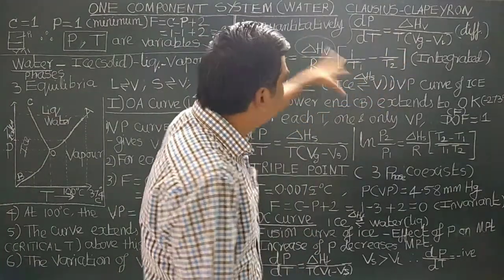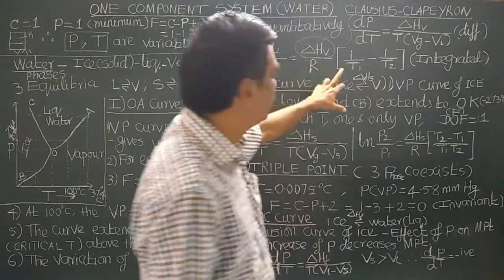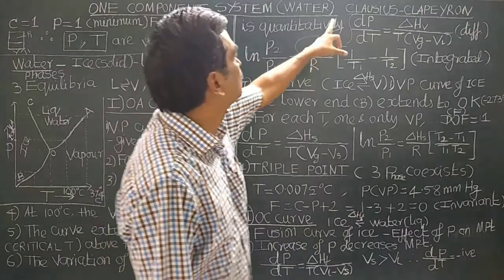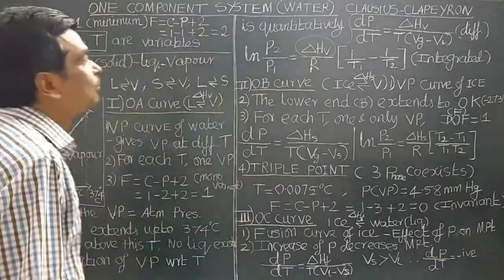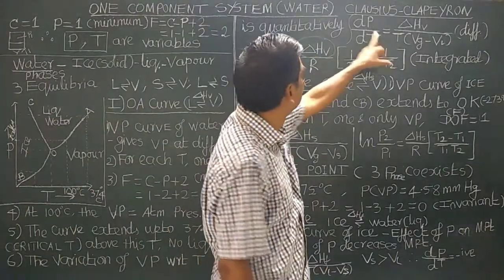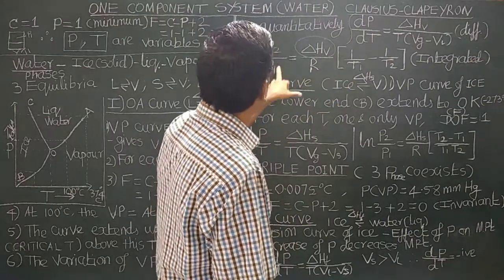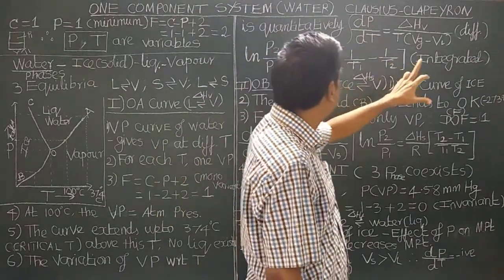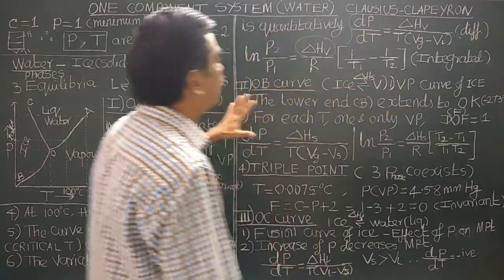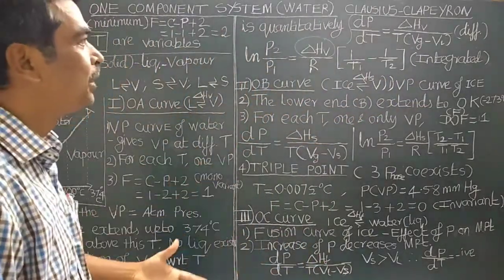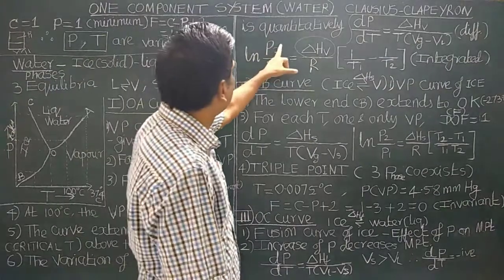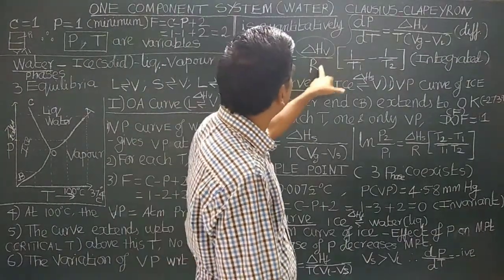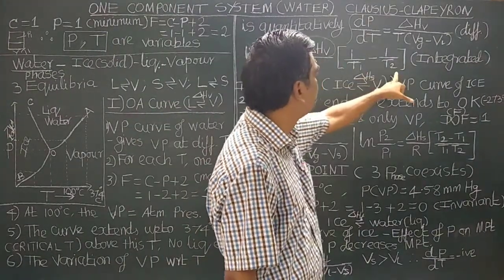Okay, now on integration, this is the integrated form of the Clausius-Clapeyron equation. What is the integrated form? On integrating this equation, you will get ln P2 by P1 equal to delta Hv by R (1 by T1 minus 1 by T2). Okay, this is similar to your Arrhenius equation. Everybody knows the Arrhenius equation: log K2 by K1 equal to Ea by R (1 by T1 minus 1 by T2).